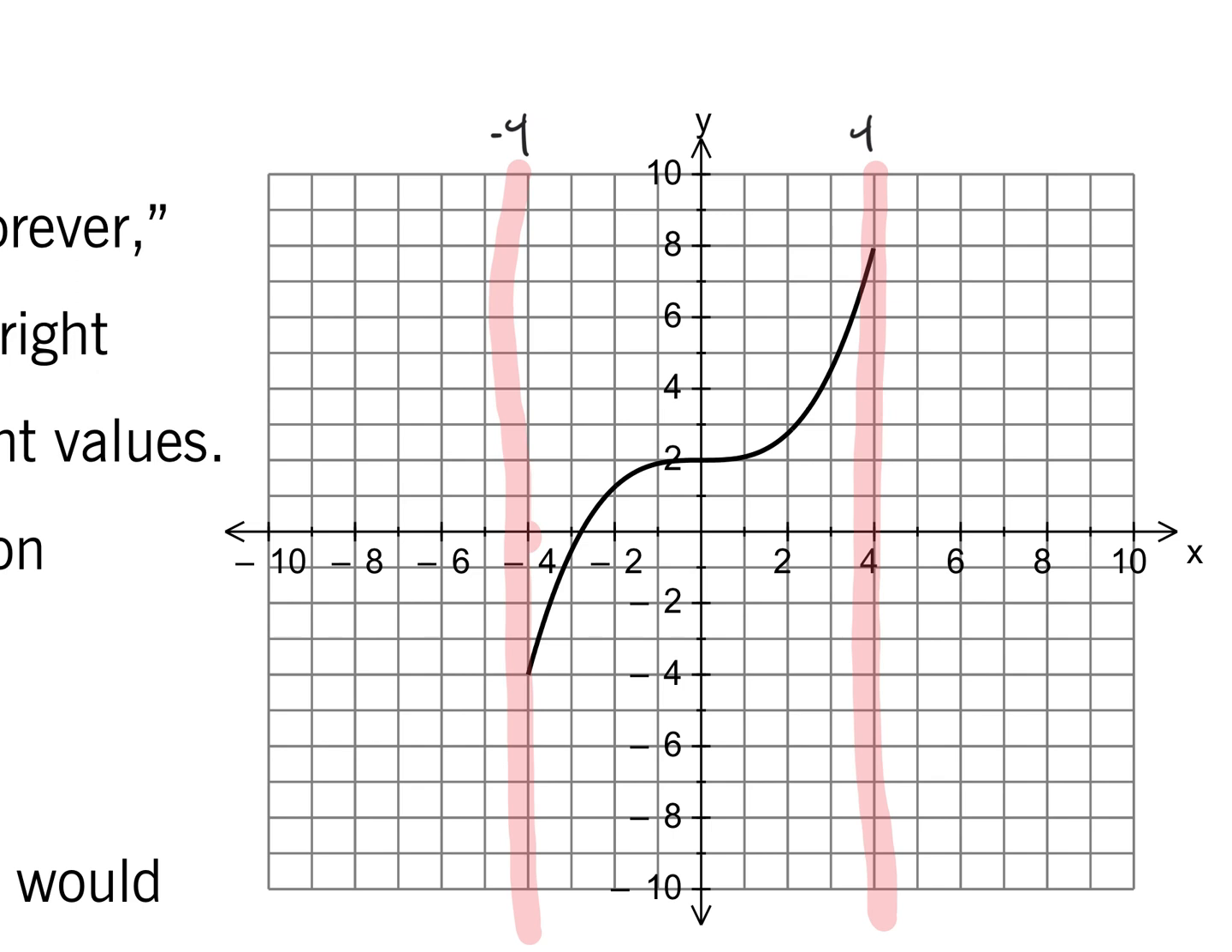Now for y, it's a little different. Not a lot different. It's a little the same because it starts at negative 4. But it doesn't go up to positive 4. Instead, it goes up to a maximum value of 8. So the possible y values would be anything in between negative 4 and 8.